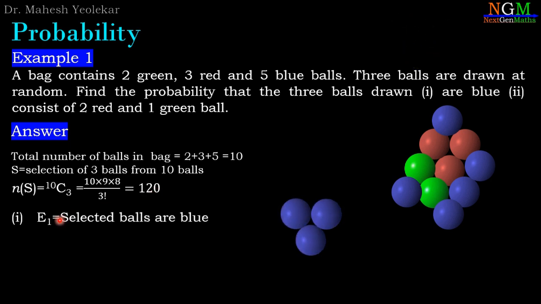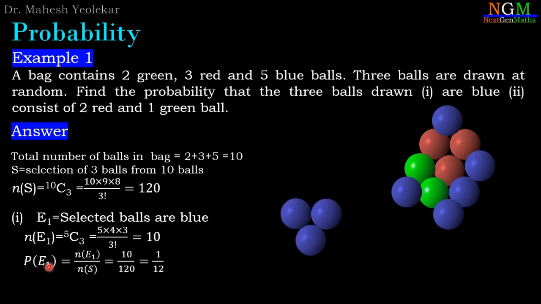First event: the selected balls are blue. We have a total of 5 blue balls and we want to select 3 balls out of 5. So the number of elements in event E is 5C3, so 5 into 4 into 3 divided by 3 factorial, which is 10. So probability of E equals number of elements in E divided by number of elements in S. So the number of elements in E is 10, divided by the total number of elements in S, which is 120. So its probability is 1 upon 12.